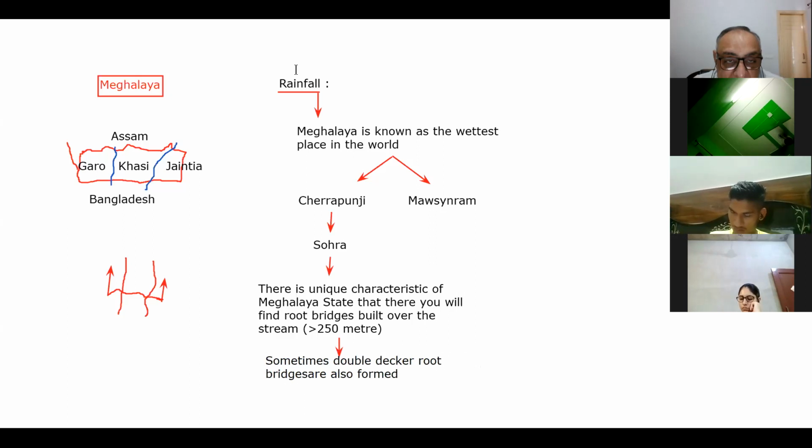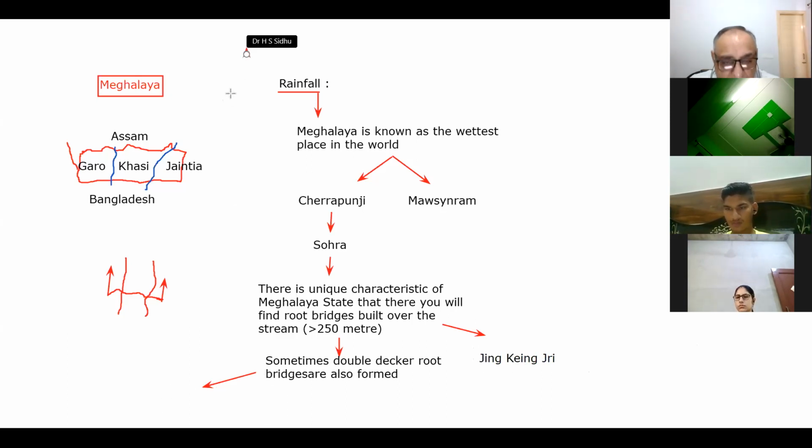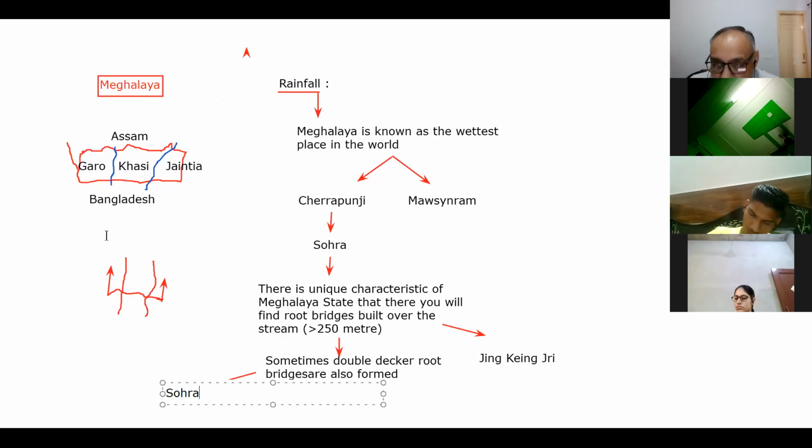The local name of these living root bridges is Jingkieng Jri. Near Cherrapunji there is one double decker root bridge, and the double decker root bridges in their language are called Sohra, right? Because there is one double decker root bridge near Cherrapunji, that is why another name of Cherrapunji has become Sohra also. Is it okay? Yes, sir.